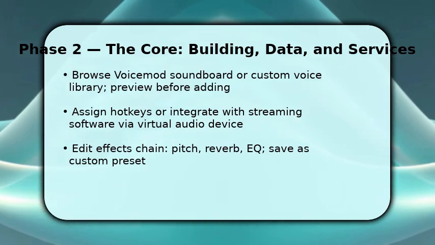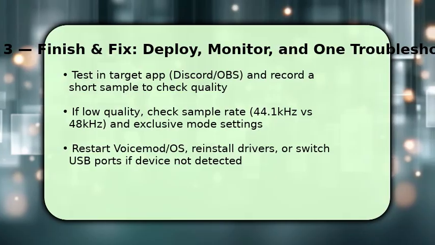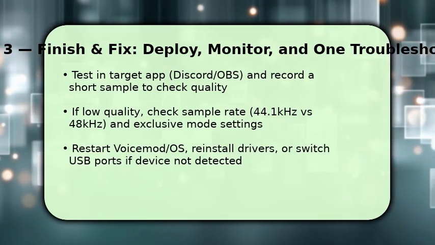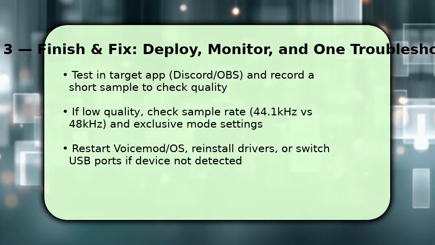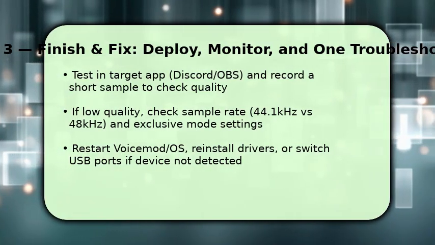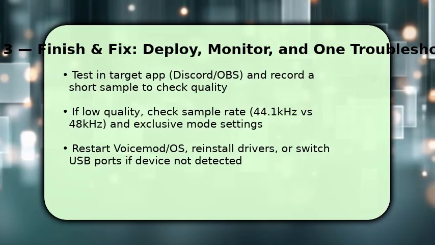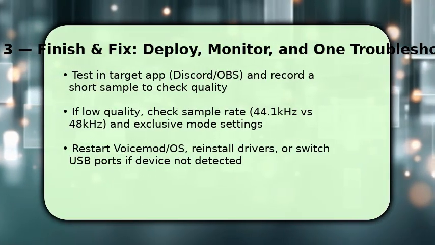You finish by testing Voicemod in the app you'll use. Make a short recording in Discord or OBS and listen for artifacts. If something sounds wrong, check the sample rate, 44.1K HD versus 48K HD mismatch causes pitch shifts, and disable exclusive mode in sound settings.